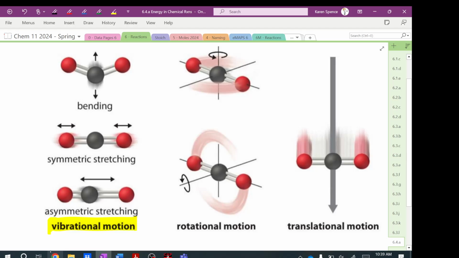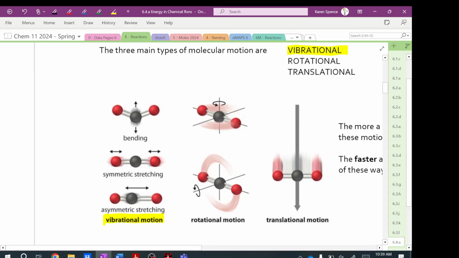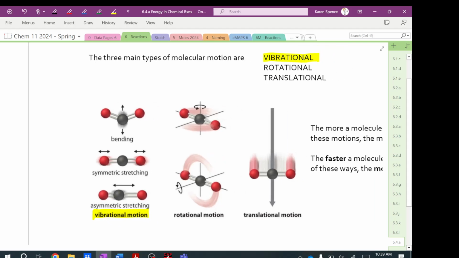Another type of motion is rotational motion. That's like spinning on its axis. So you can spin in one direction, you can spin in another direction. I cannot do cartwheels anymore, too old, my shoulders hurt. And then translational is where you move in a certain direction. And you can have all three of those going on at one time. Whew, that made me a little bit dizzy.